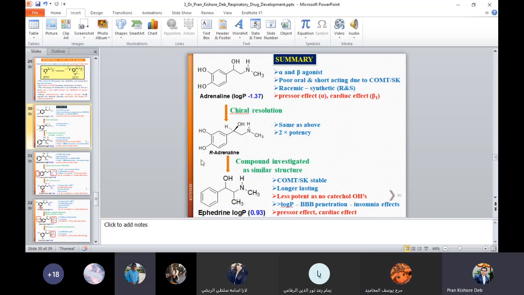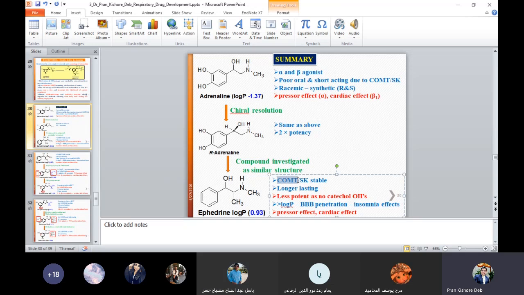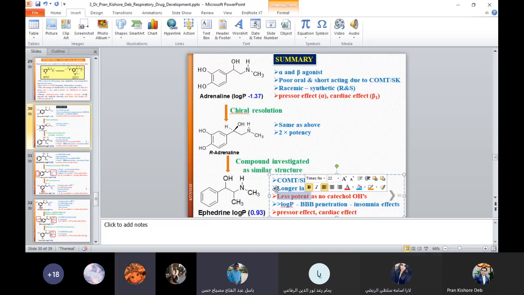So to overcome the problem of adrenaline, ephedrine was discovered. What were the advantages and disadvantages of ephedrine? It does not possess a catechol system. The advantage is it is stable to COMT and MAO, which means orally available and longer lasting. The disadvantage is it is less potent. Why less potent? Because of the absence of the catechol, it cannot form hydrogen bonds to serine 204 and 207. Okay, very good.